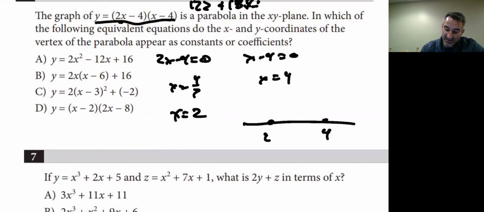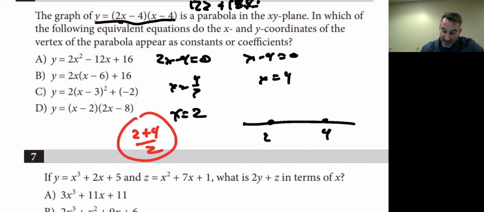Remember, parabolas are symmetric. So that means the vertex has to be in the middle. So if I do the middle, 2 plus 4 divided by 2. Anytime you do the middle, add, divide by 2. That's 6 over 2. So the x point of the vertex is 3.